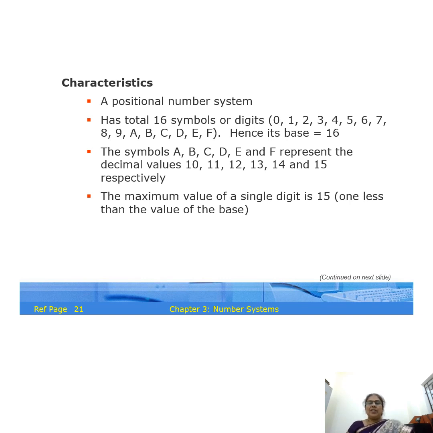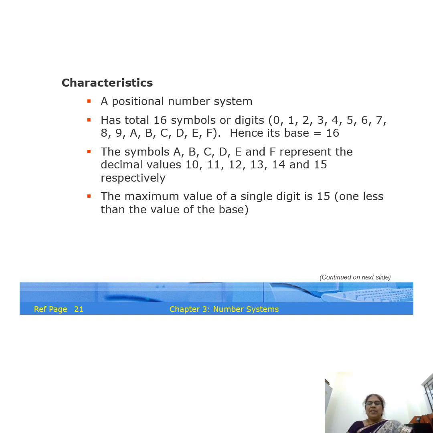Next one is hexadecimal. That is, it has 16 symbols or digits from 0 to 15. That is always, hence the base is 16. Here we have 0, 1, 2, 3, 4, 5, 6, 7, 8, 9. So after 9, instead of 10, A; instead of 11, B; instead of 12, C; instead of 13, D; instead of 14, E; instead of 15, F will be used. So after 9 we have to use only A, B, C, D, E and F.